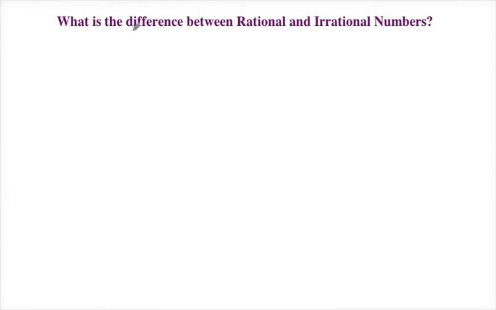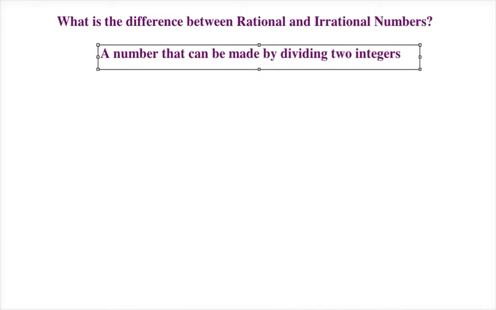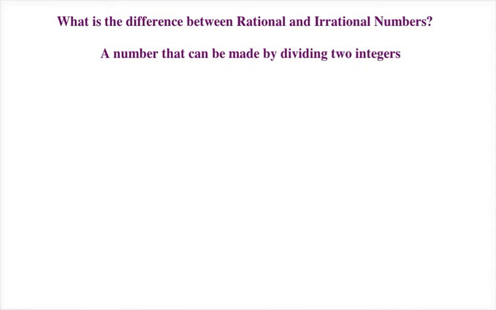Today we're going to talk about the difference between rational and irrational numbers. To begin with, let's go ahead and define what a rational number is. A rational number is a number that can be made by dividing two integers. A better way of understanding a rational number is you can make it into a fraction, a over b.